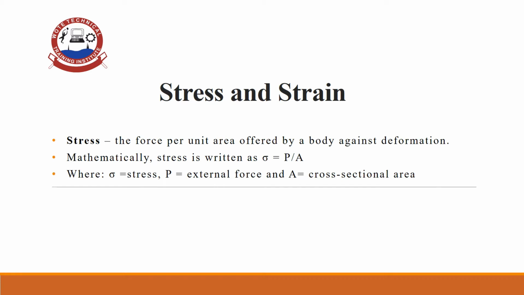Just to do a brief introduction on stress and strain, any engineering material under a load, stress must be induced, and as well strain. Let us start by defining what stress is. Stress is defined as the force per unit area offered by a body against deformation. We can express stress mathematically as P over A, where σ is the symbol for stress, given by P over A, where P is the external force applied on the body and A is the cross-sectional area of the body under the load.